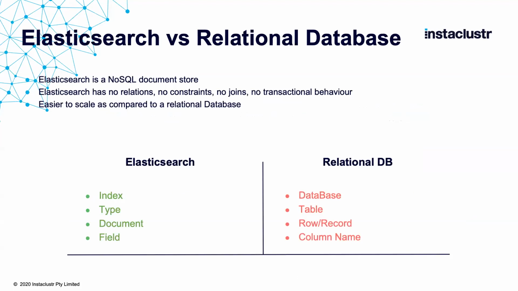So Elasticsearch is a NoSQL document store. It has no relations, no constraints, no joins, and no transactional behavior whatsoever, and it's easier to scale compared to a relational database. So Elasticsearch does indexing, it does types, it does documents, and it does fields. Relational databases have stored procedures, SQL programming, all that horrible antiquated stuff no one likes to deal with anymore.